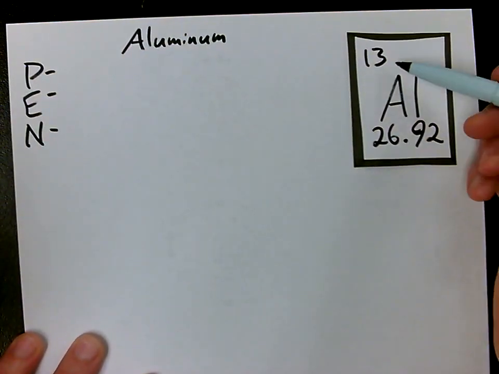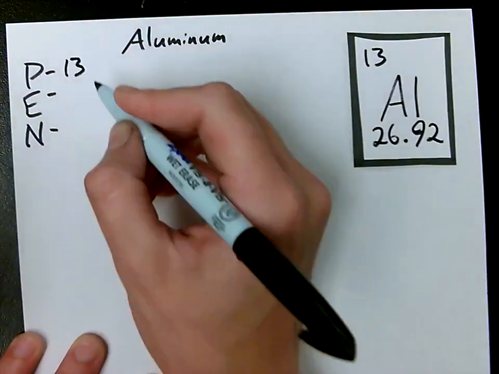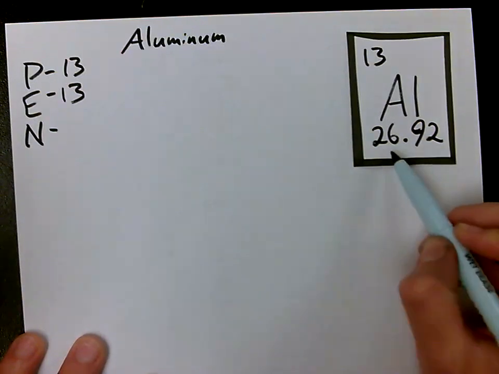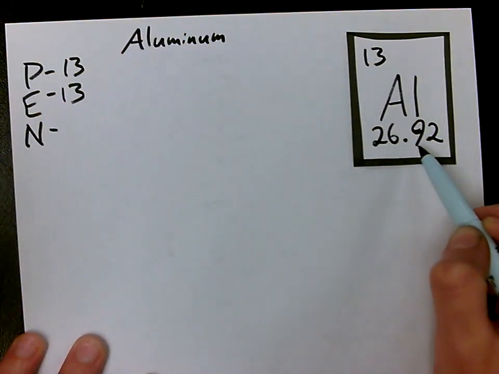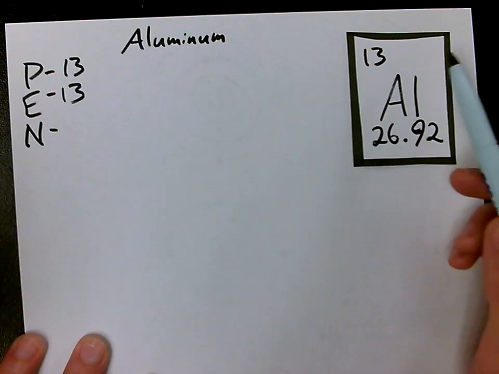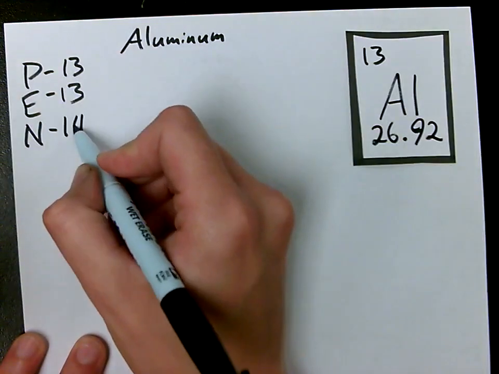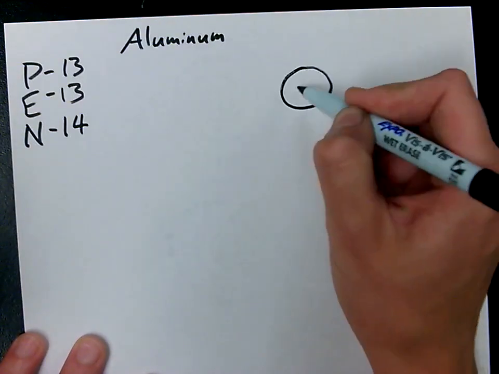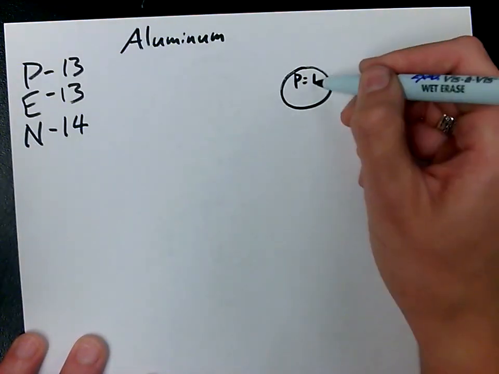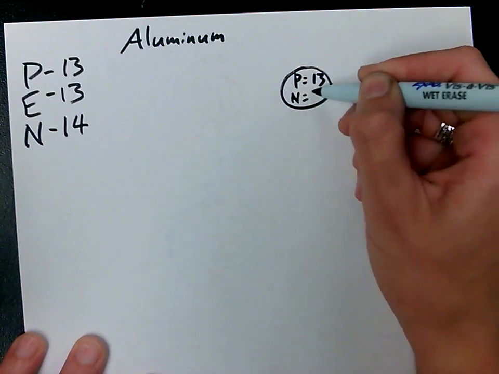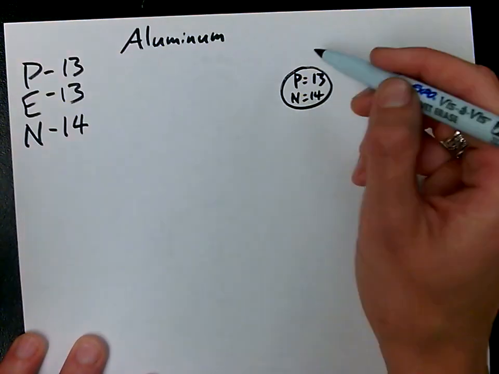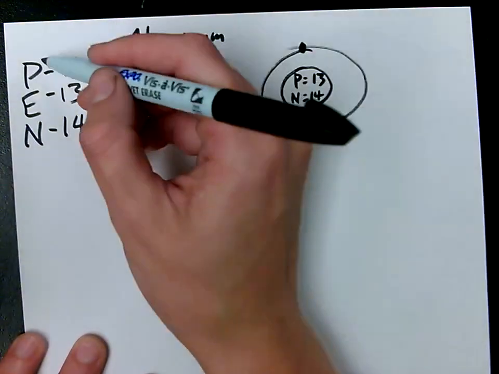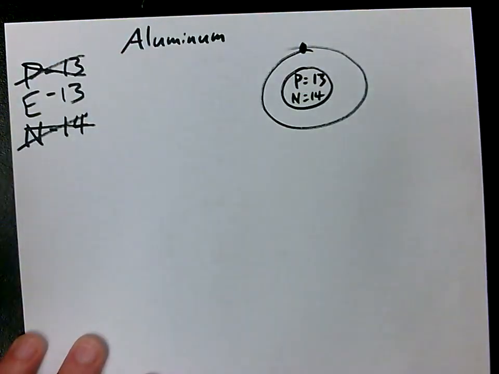Protons: aluminum has 13 of them. Also has 13 electrons. Neutrons: 26.9 rounds to 27. 27 minus 13 is 14. Slide that out of the way. Our nucleus, protons is 13. Neutrons is 14. First electron energy level. Oh, forgot to do that. That's going to be important.